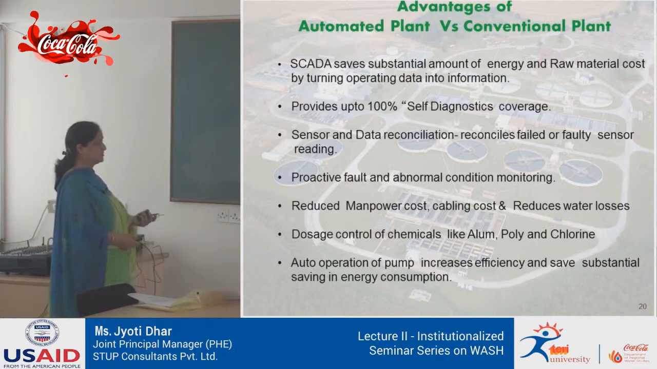Then your dosage, which was done based on judgment earlier in the conventional plant, is nowadays automatically controlled, like your poly, lime and all these chlorine dosing. Then you have auto operation of the pumps, which increases the efficiency, because you know when you have to start the pump, when you have to stop the pump, and based on the flow you maintain the speed of the pumps, and hence it increases your efficiency.